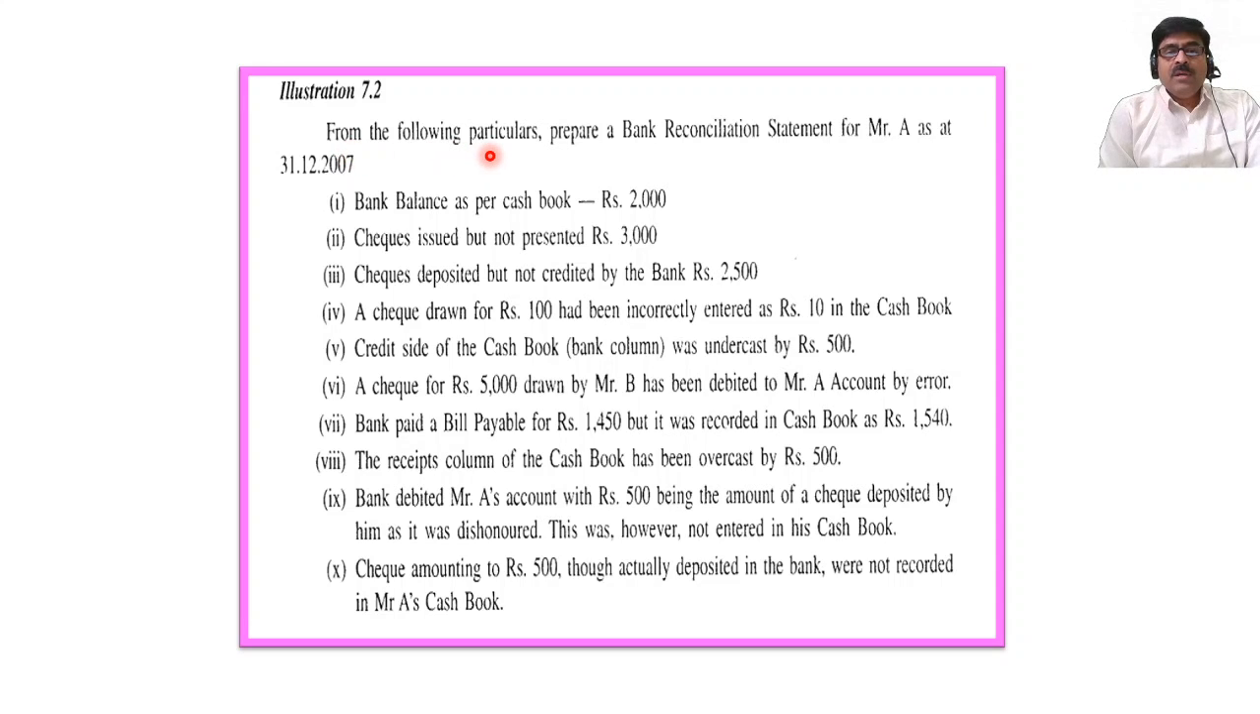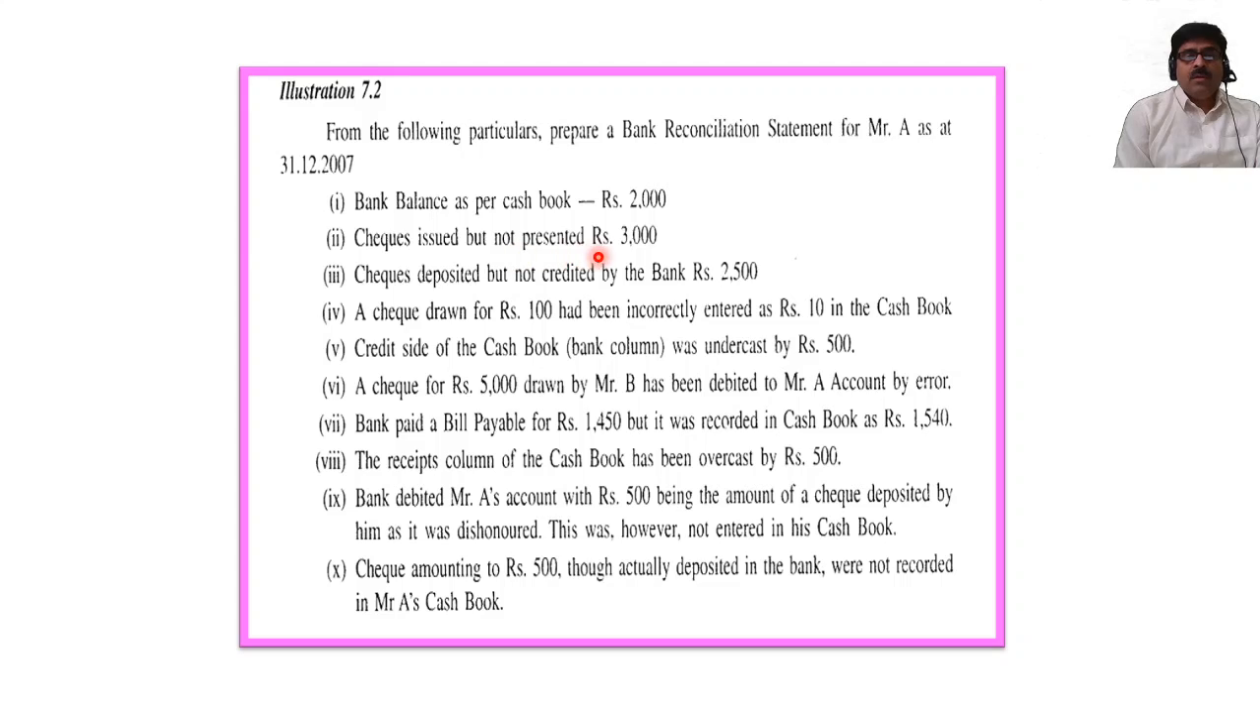From the following particulars, prepare a bank reconciliation statement for Mr. A as at 31/12/2007. This is the cut-off date. Bank balance as per cash book 2000. So we are preparing on the basis of the cash book. So cash book showing a debit balance means the passbook is showing a credit balance.